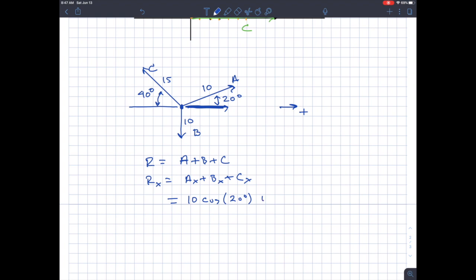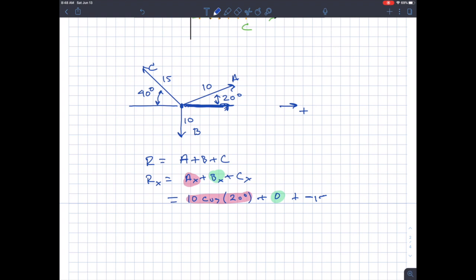Next, you see that? You take cosine of 20 degrees and you get this value. It's back to trig. Then for Bx, we see there's no x component, so that would be 0. Let me highlight these things. Ax is this, Bx is 0. And then finally, Cx works back to the left, so that would be subtracted, so that's minus 15 times the cosine of 40 degrees.